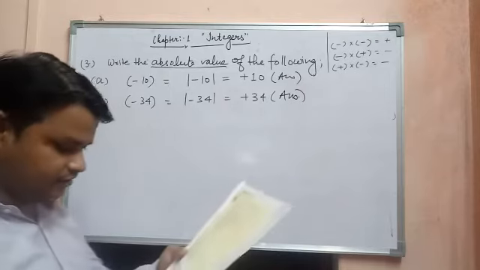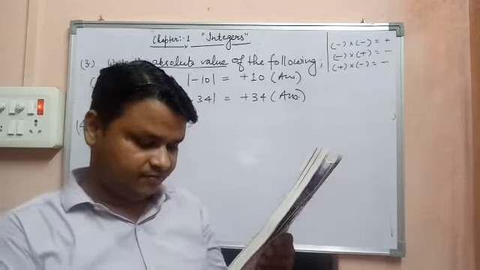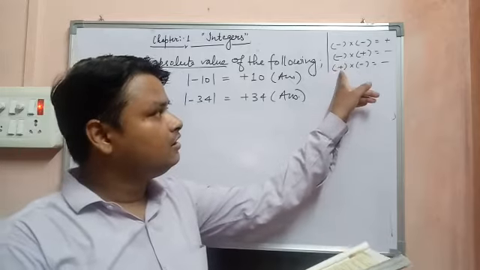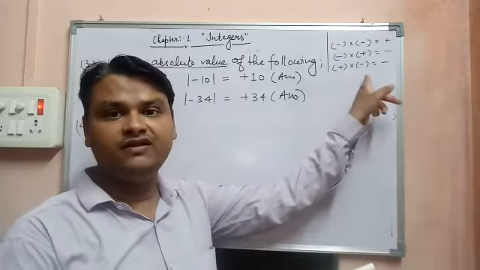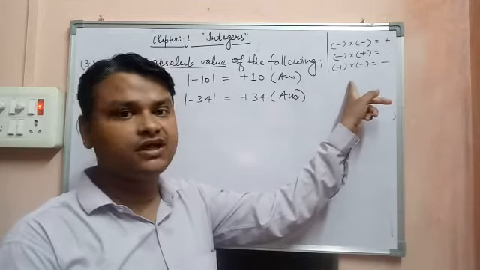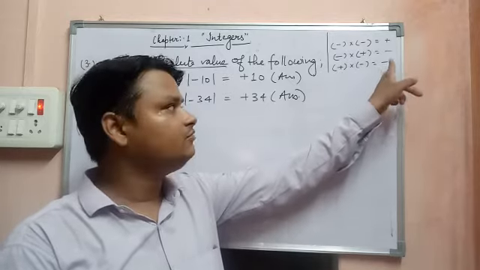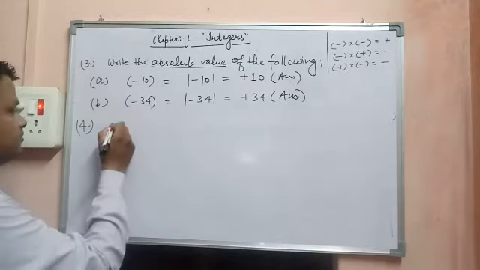Question number 4 is saying, what will be the sign of the product if we multiply one positive integer and one negative integer? You have seen on this side, if we multiply one positive and one negative integer, then you will get the answer negative. So the answer of question number 4 is negative.